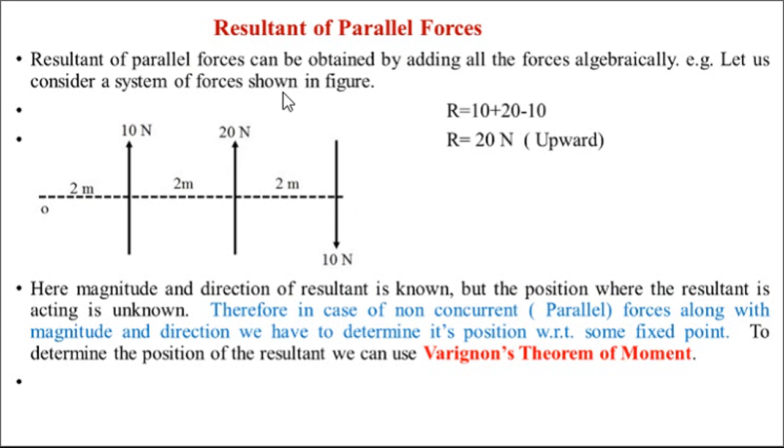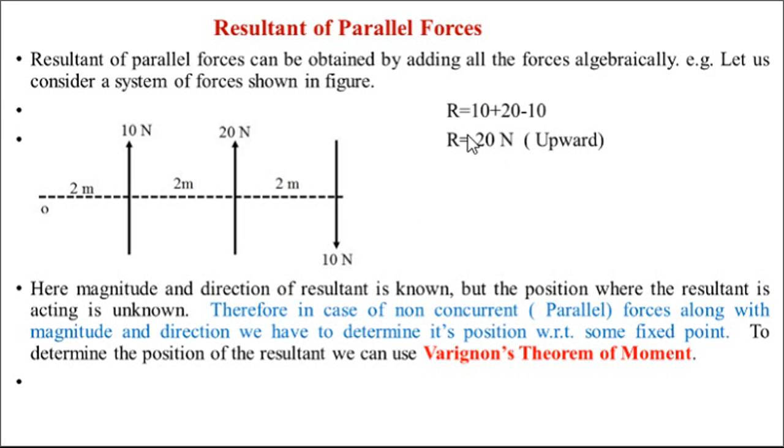Okay, so resultant of parallel forces can be obtained by adding all the forces algebraically. Algebraically means what? Considering their direction, upward positive, downward negative, like that. Okay, so here you can see in the figure, upward I am going to take positive, downward I am going to take negative. So resultant of this force system R will be equal to plus 10 plus 20 minus 10 equal to 0. So plus minus 10 will cancel, and here we will get resultant R is 20 Newton upward, because direction of positive is more, so upward. Okay, so this is called the resultant of parallel forces.